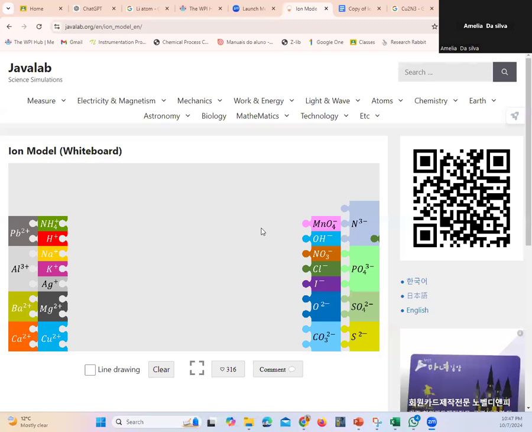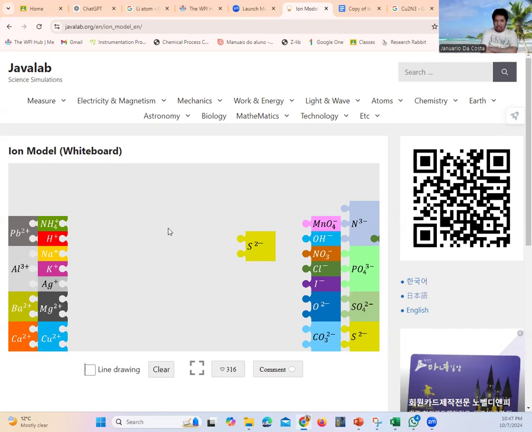Okay, Amelia, talk non-metal. Just pick one non-metal. Let's say you pick sulfur, okay? All right, I have sulfur anions.